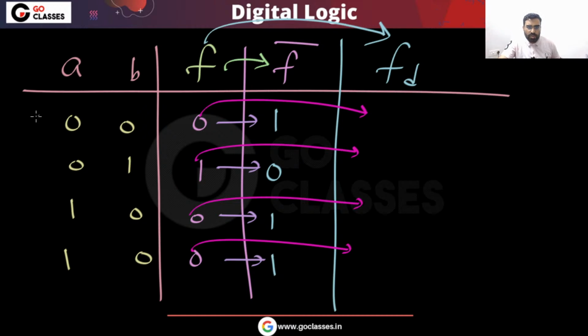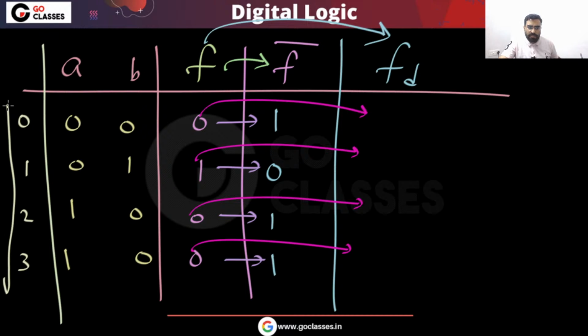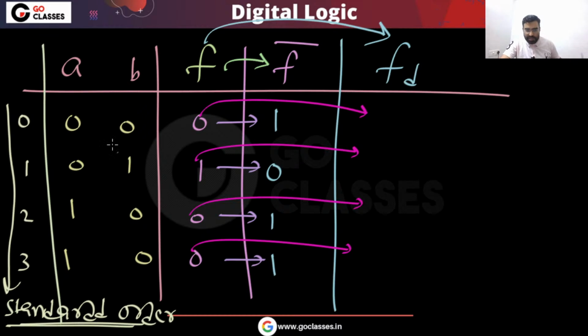If you notice, this truth table is in the standard order. So when your truth table is in the standard order, how do you find the dual? It will be the reverse of this complement. Just reverse the complement, and this will be the dual. So your f dual will be 1 1 0 1.